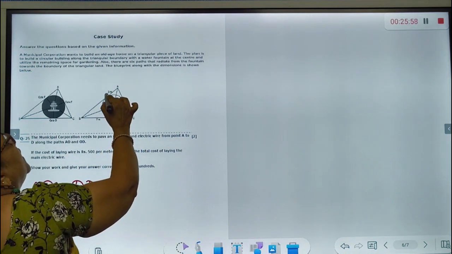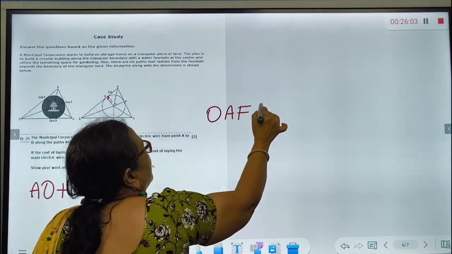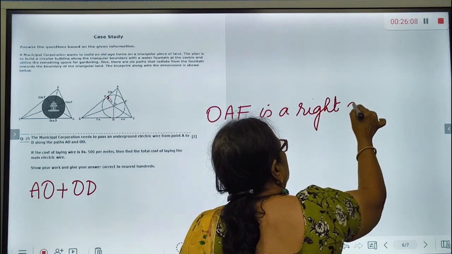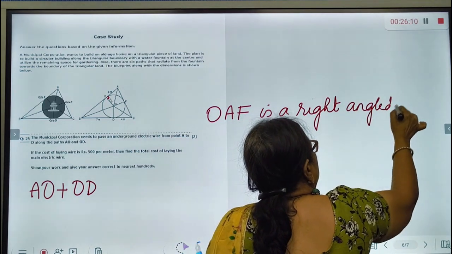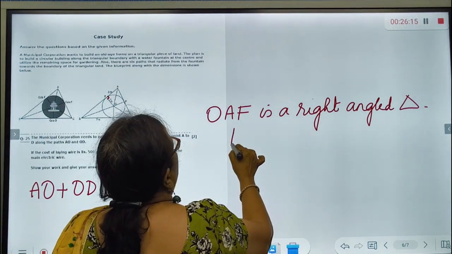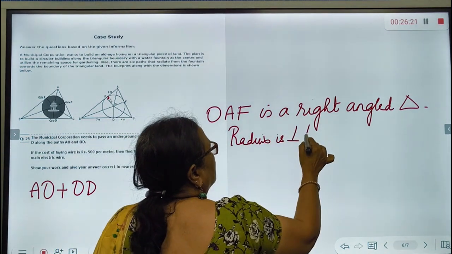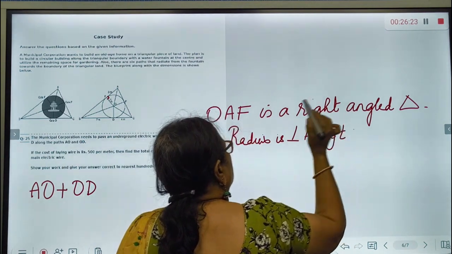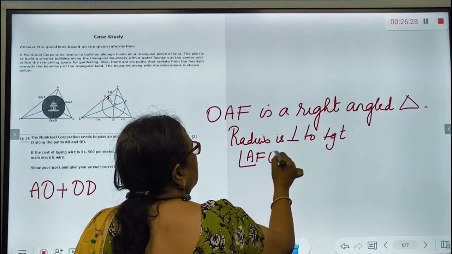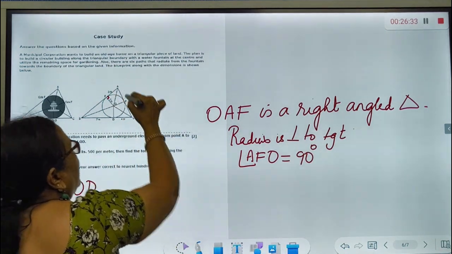Now understand that the radius is perpendicular to the tangent. So triangle OAF is a right angle triangle. Why? Because the radius is perpendicular to the tangent. So angle AFO is 90 degrees. Okay, now we want to find the length of OA.